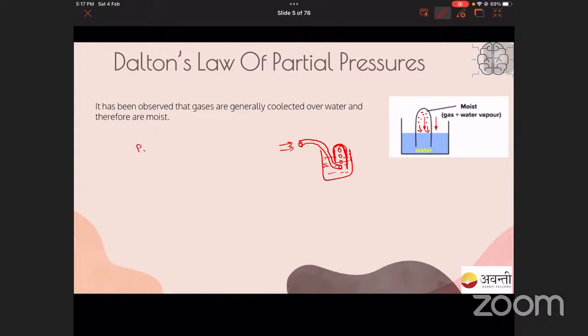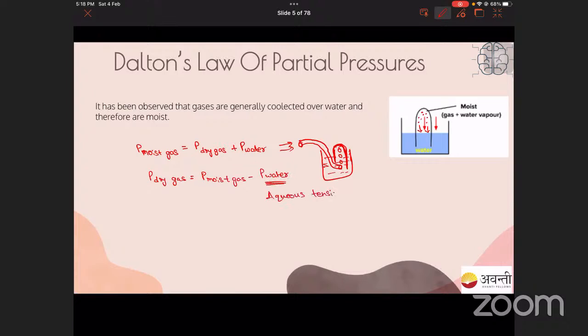The pressure of moist gas, let's say the gas is dry, is equal to the pressure of dry gas plus the pressure of water, right? Whatever water vapor or moisture is there in the gas, the pressure due to that moisture as well as the pressure due to dry gas, if we add both, that will give the pressure of moist gas. Now, if you want to find out the pressure of dry gas, what will it be equal to? Nothing but the pressure of moist gas minus the pressure of water.